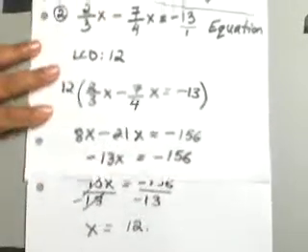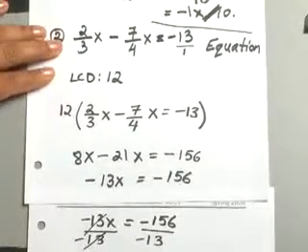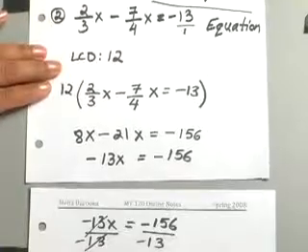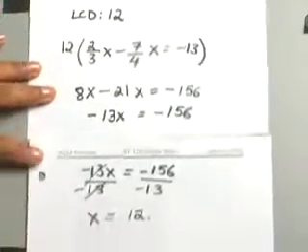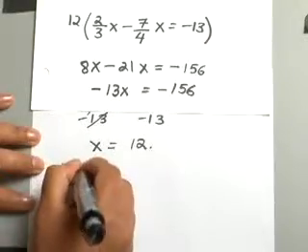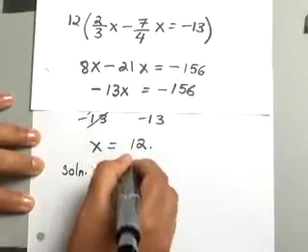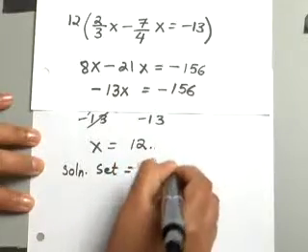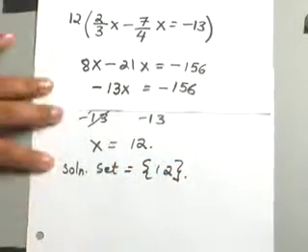Okay. So in our second example here, this was an equation. We went ahead and found our LCD and then solved our equation, and we ended up with x equals 12. So you will say your solution set is the number 12.